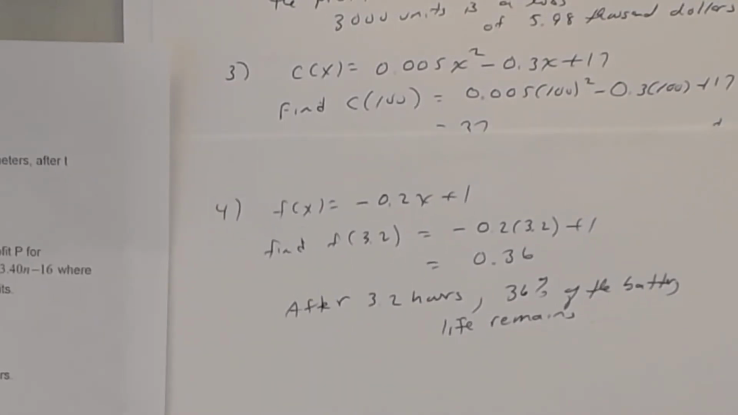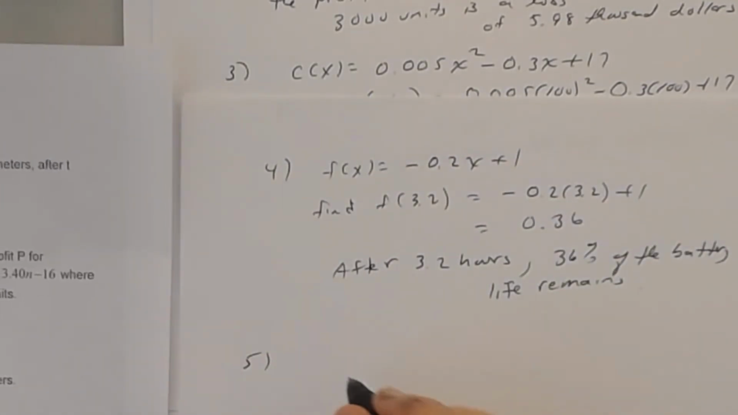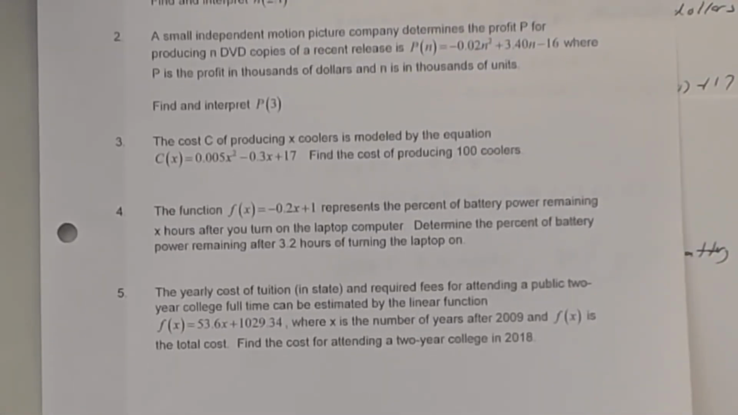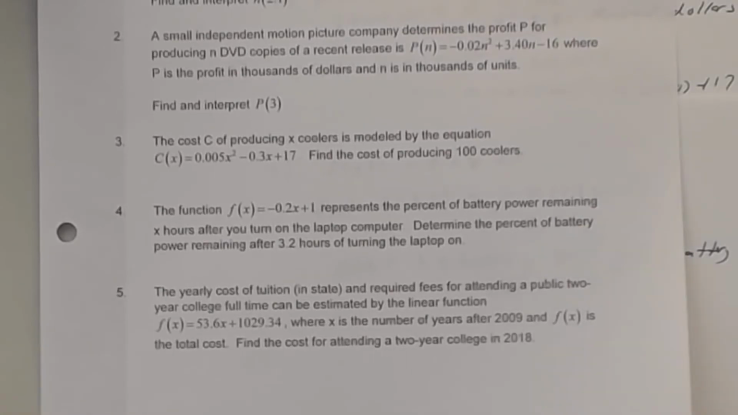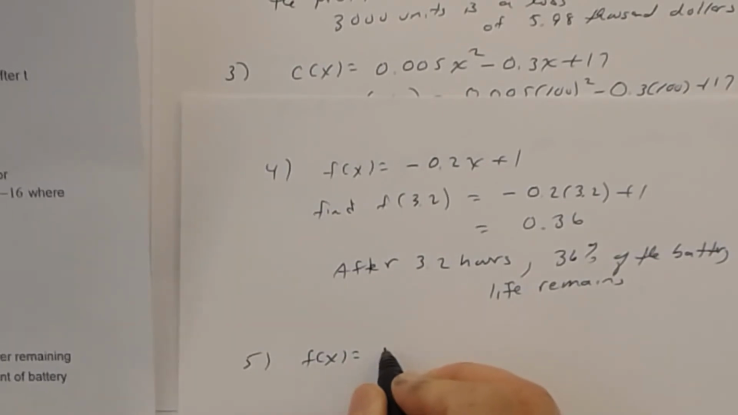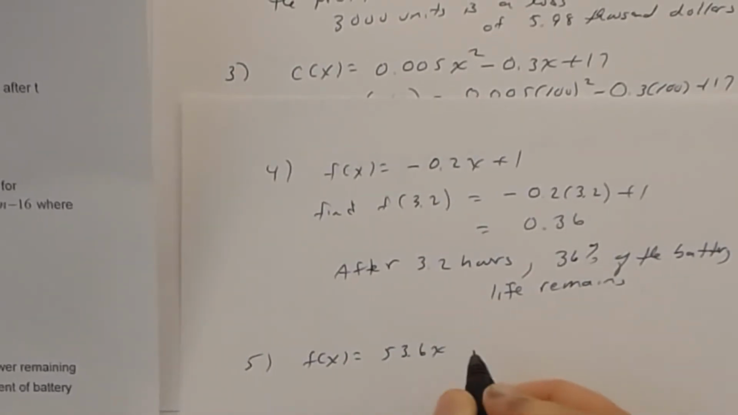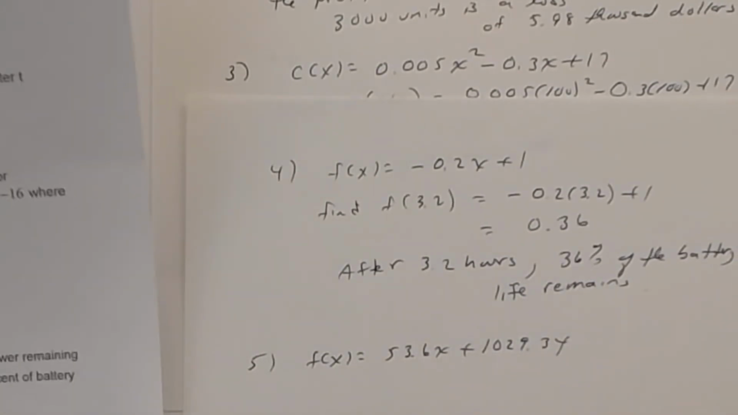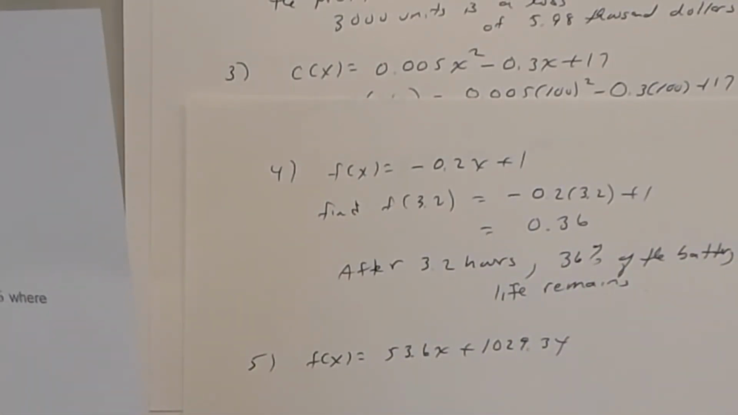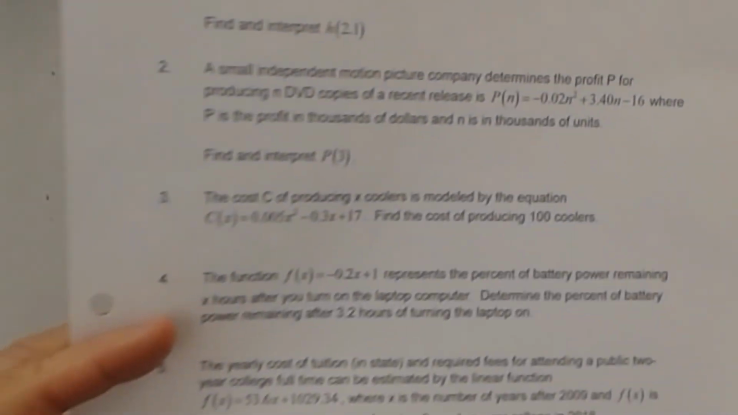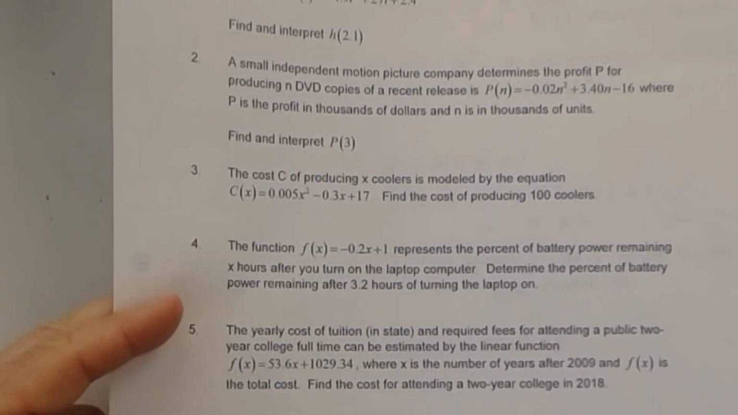All right, and then number 5. In number 5, you're told that the yearly cost of tuition is given by this function: f of x equals 53.6x plus 1029.34. You're also told where x is the number of years.